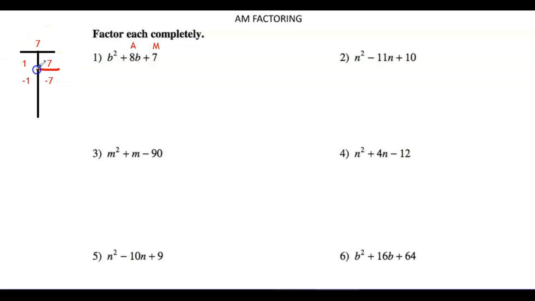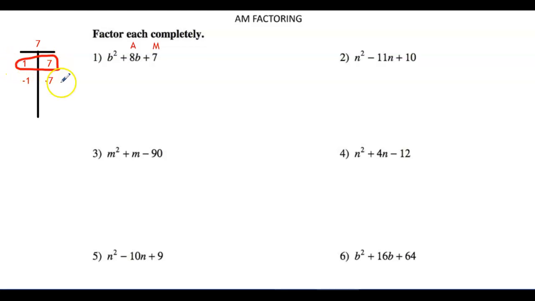Looking at these answers, though, it looks like 1 and 7 are going to be my two factors that multiply together to 7, but also add to positive 8. 1 plus 7 is 8. So I'm going to set up my two parentheses just like I did with dots, but positive 1 is going to be in one of the bubbles, and positive 7 is going to be in the second bubble.